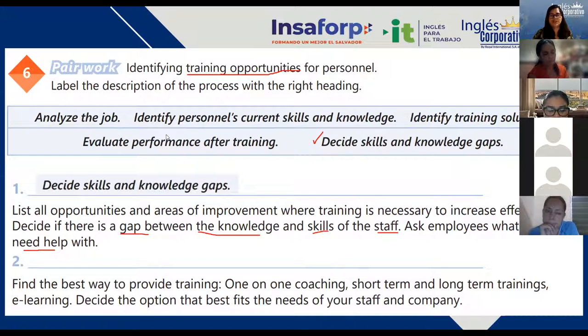Okay, what about the second? Find the best way to provide training on one-on-one coaching, short-term and long-term trainings, e-learning, decide the option that best fits the needs of the staff and company. Identify training solutions. Mm-hmm. Training solutions, very good.